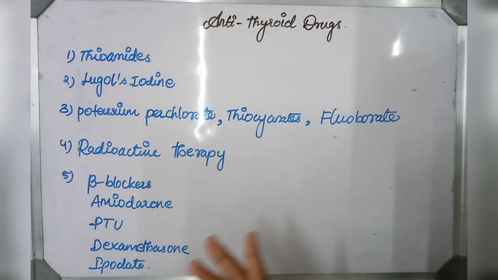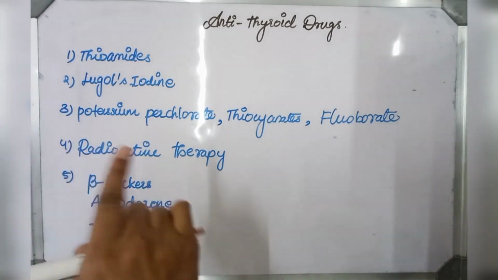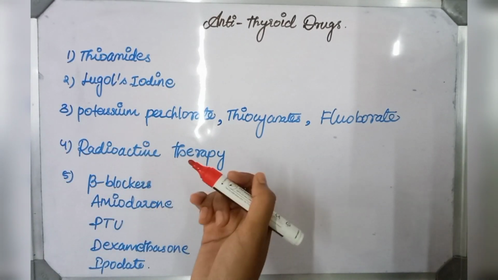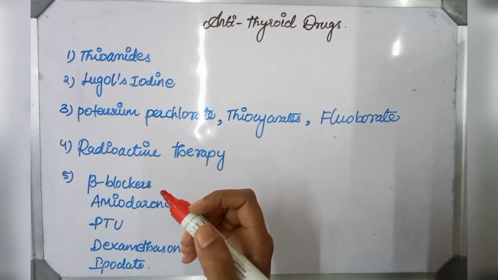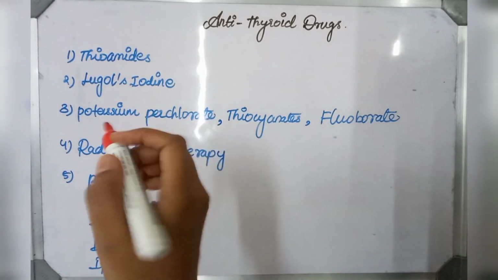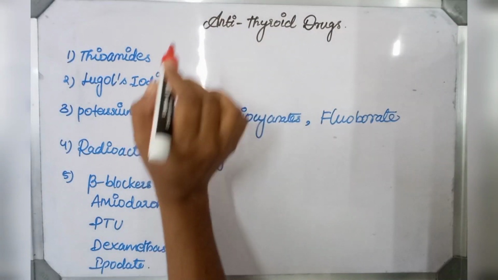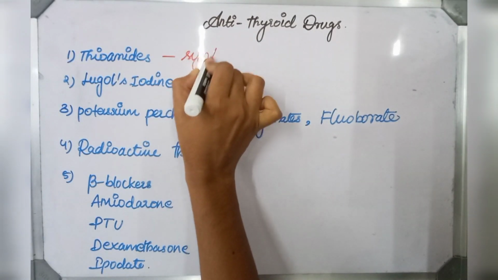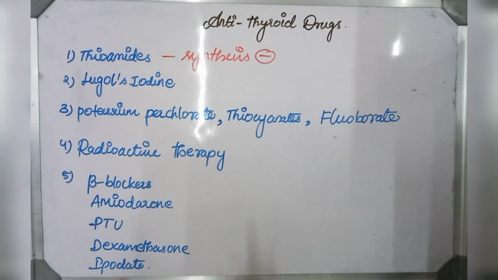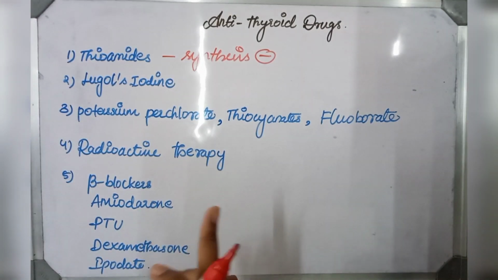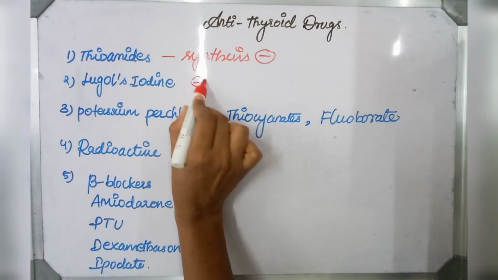Let us see a quick recap of the mechanism of action. The thioamides: as we already came across the synthesis of thyroid hormone, it has four steps: oxidation, organification, coupling, and release. The thioamides inhibit the synthesis of thyroid hormone first, and Lugol's iodide inhibits the release of T3 and T4.